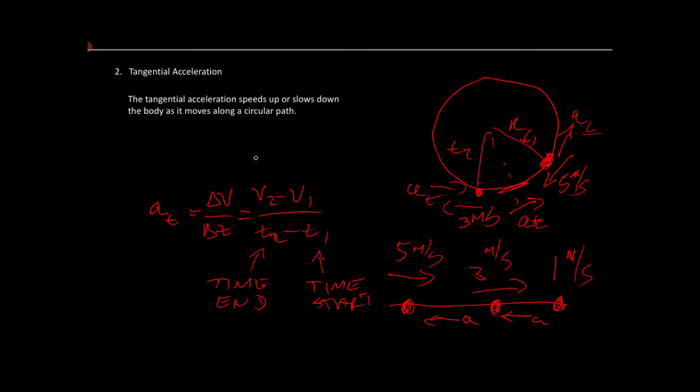And then we have our velocities. This is our final speed. I guess these are speeds, not velocities. Excuse me. This is your initial speed. This is your tangential acceleration.